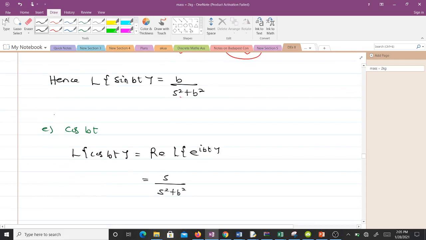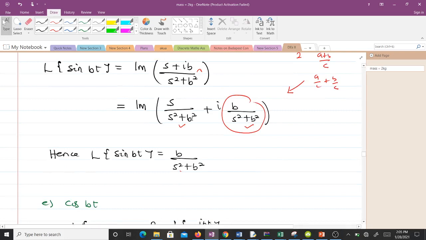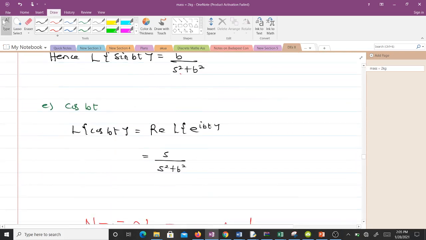Now find the Laplace of cos bt. It's very simple. That's going to be the real part of everything that we did, which is s over s squared plus b squared. Okay, so you can do that.